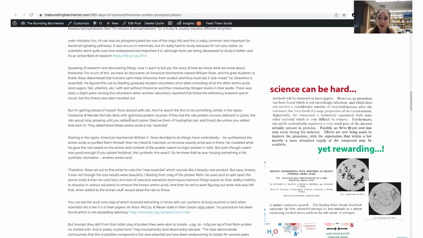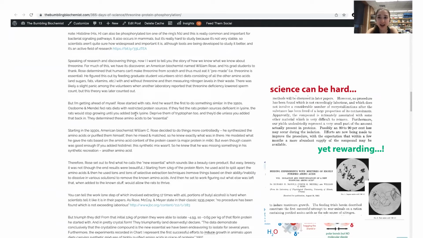And so how he's going to do this is by basically using his lab students as lab rats, but with their consent, like feeding them diets without threonine, and then they got all grumpy, and then he fed them threonine and they perked back up, and so he's like, it's essential. But anyway, that's the long story short.